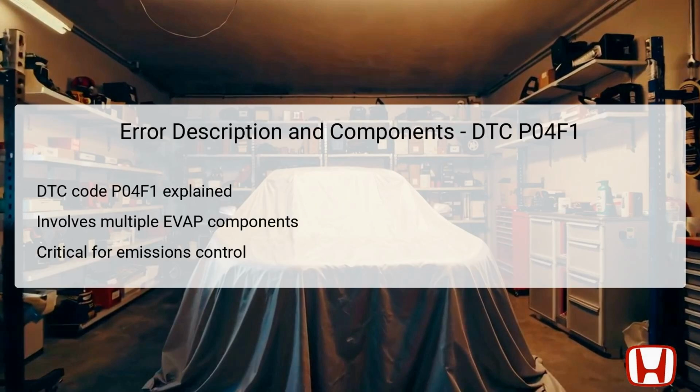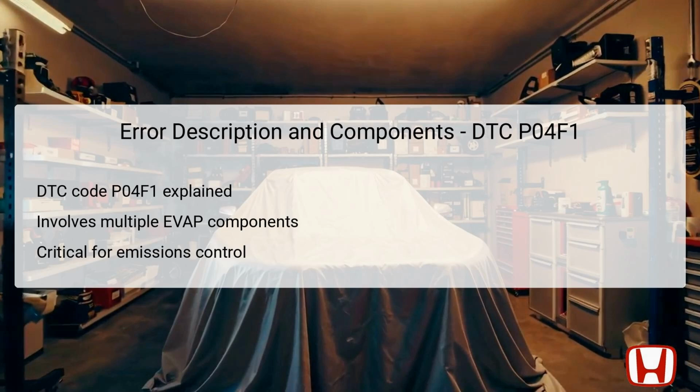The DTC P04F1 specifically relates to the detection of low purge flow in the Evaporative Emission (EVAP) system. This system is designed to capture and recycle fuel vapors from the fuel tank to reduce emissions. Key components involved include the EVAP canister purge valve, which regulates the flow of vapor from the canister into the intake manifold, and the FTP sensor, which monitors vapor pressure in the fuel tank. The EVAP canister itself stores fuel vapors until they can be purged, and the vent shut valve prevents outside air from entering the system when not in use.